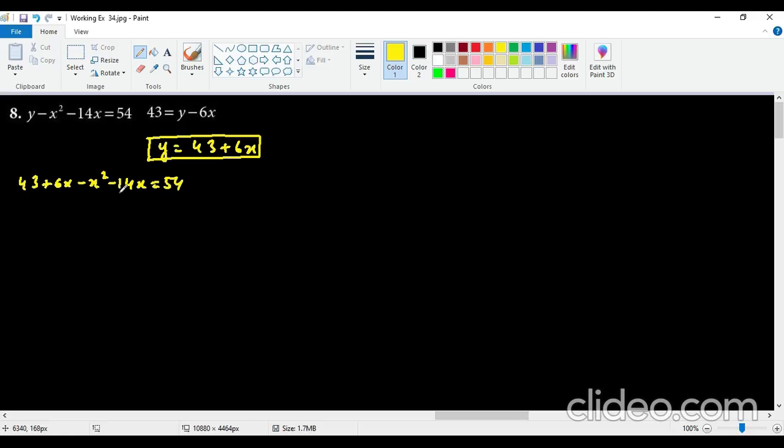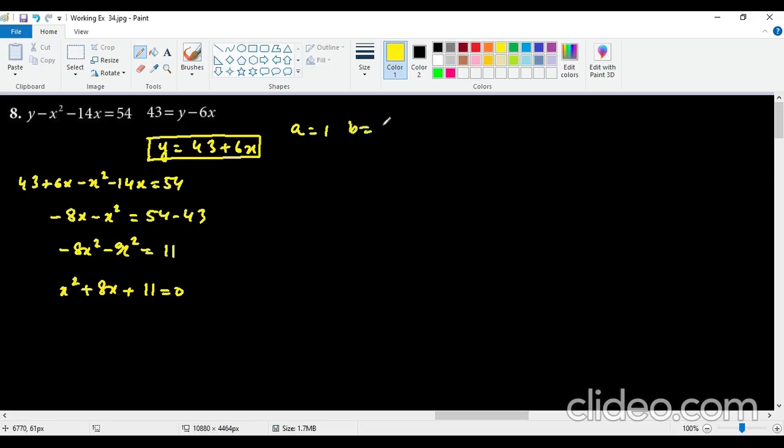Now in here I can see that minus 14x and plus 6x is going to give us minus 8x and minus x square, and 43 will go to the other side and make it 11. That means I will take everything onto the right hand side and make it x square plus 8x plus 11 equals 0. Now I can see the value of a is 1, value of b is 8, and the value of c is 11.